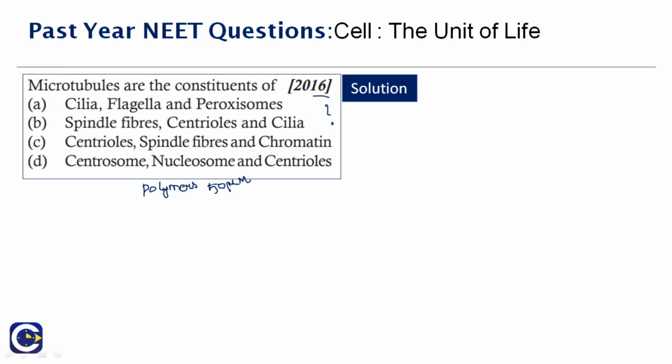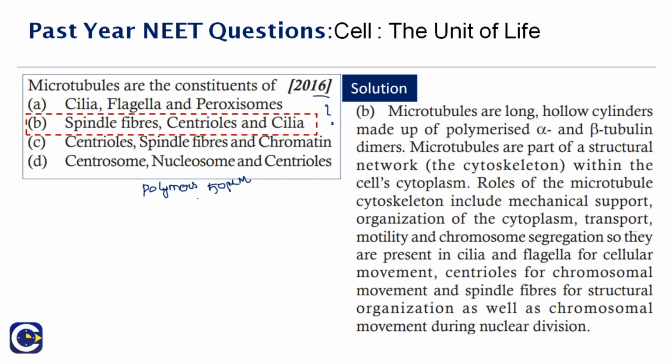The role of microtubules in the cytoplasm includes mechanical support, organization of the cytoplasm, transport, etc. You have many activities, but I've just mentioned a few. So where are they present? What are they constituents of? If you see, they are a constituent in cilia and flagella for movement. Then they are present in centrioles for chromosomal movement and spindle fibers for structural organization. So microtubules are constituents of spindle fibers, centrioles and cilia and flagella. So the correct answer goes to option B.